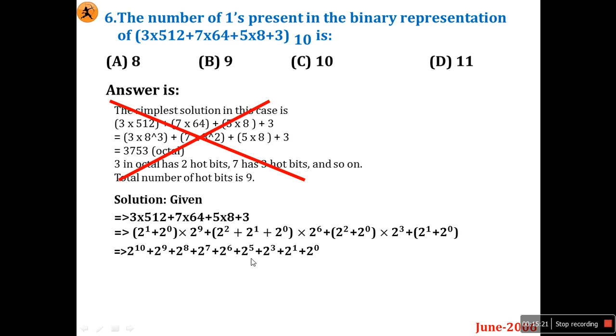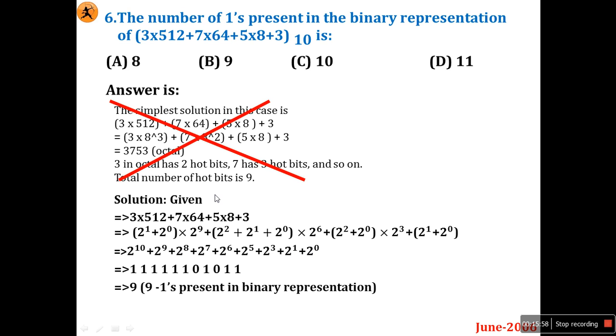The bases are the same, just add, then just count. Here the 10th place is 1, 9th place 1, 8th place 1, 7th place 1, 6th place 1, 5th place 1, 4th place is 0. Then the 3rd place 1, 2nd place is 0, 1st place is 1, 0th place is 1. Okay, then count the number of ones: 1 2 3 4 5 6 7 8 9 ones.